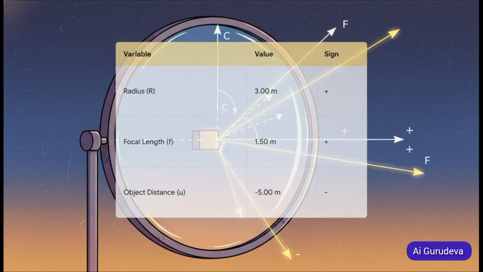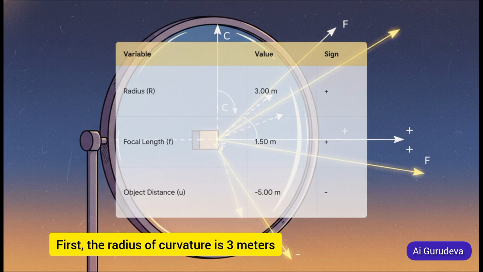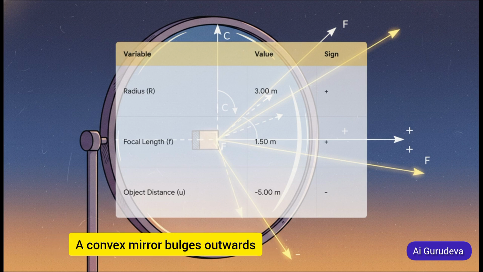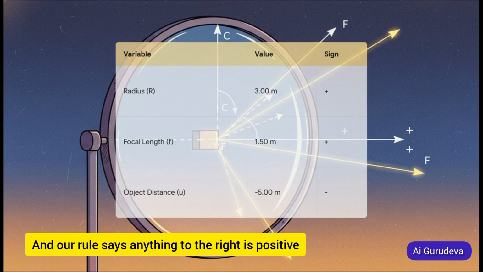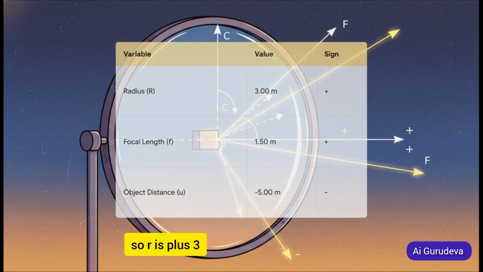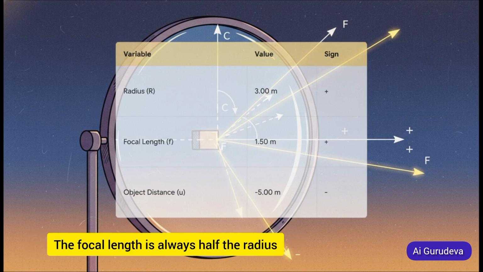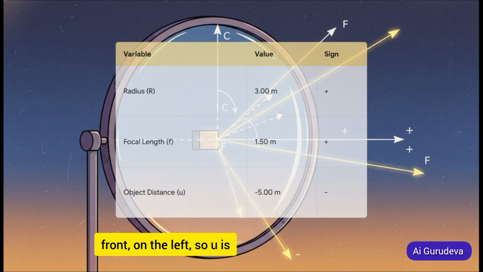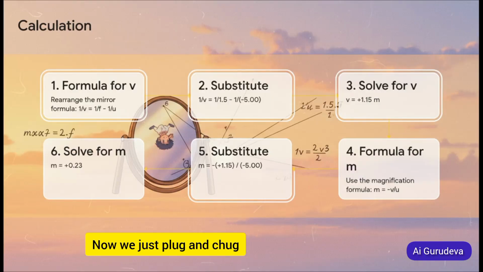Okay, here's the setup. We've got a convex mirror. First, the radius of curvature is 3 meters. Now, let's think. A convex mirror bulges outwards, so its center of curvature is behind the mirror, to the right of the pole. And our rule says anything to the right is positive, so r is plus 3. The focal length is always half the radius, so f is also positive, plus 1.5 meters. And finally, the object is 5 meters out in front on the left, so u is, you guessed it, negative 5. Now we just plug and chug.